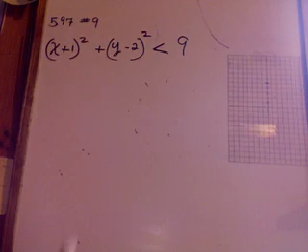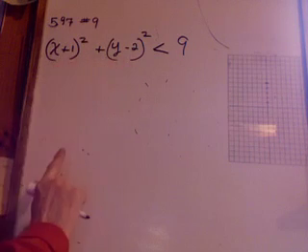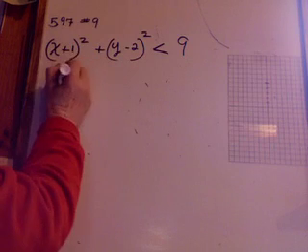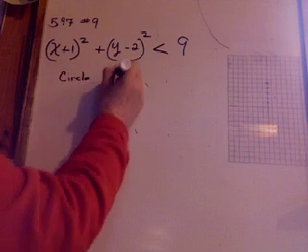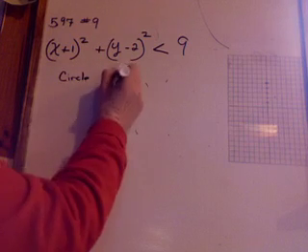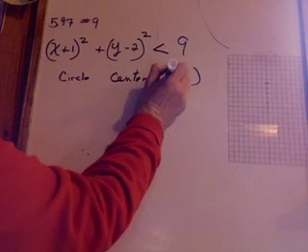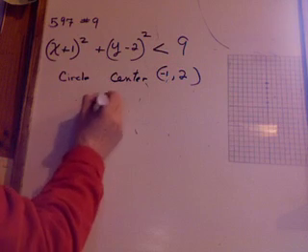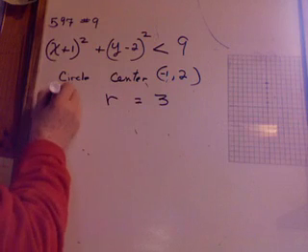All right, so we had a question, 597, number 9, graph this equation. Hopefully you recognize that with two parts squared and a plus between the two parts, this is the equation of a circle. And the circle has a radius and a center that are helpful in graphing it. The center is the ordered pair -1, 2. And the radius is 3 because r squared equals 9.